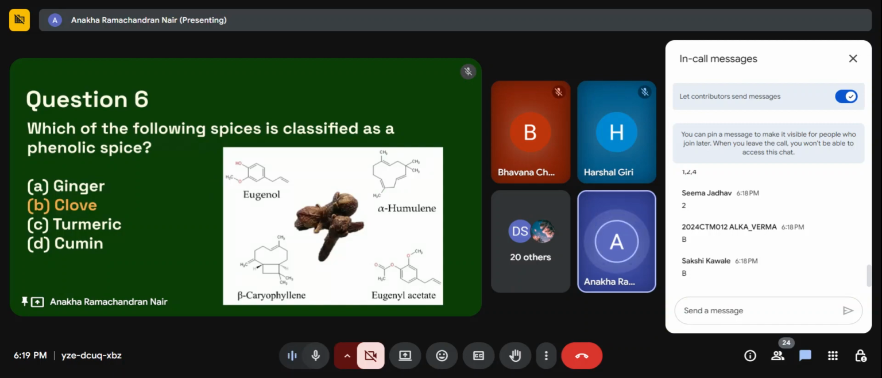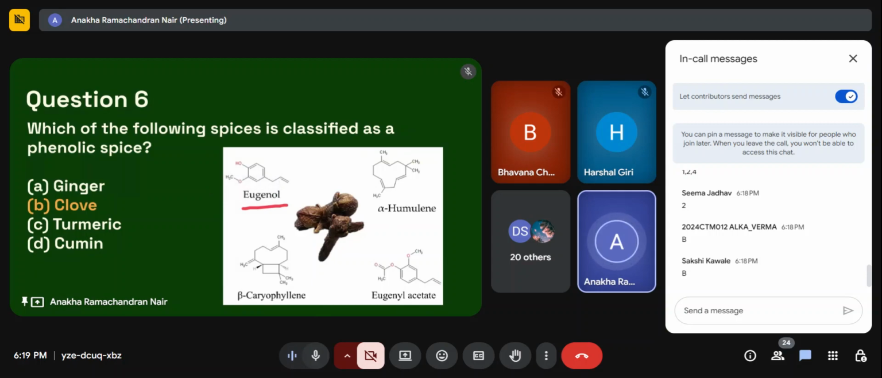So phenolic compounds that you see here, right? Eugenol, etc. These compounds are what are classified as phenolic compounds, and they are found in cloves. Okay. So that is why clove oil is used for a lot of medicinal purposes, right? It is because they have these phenolic compounds in them. All right. So which spice is classified as a phenolic spice? It is clove. Ginger, turmeric, and cumin are not phenolic compounds.